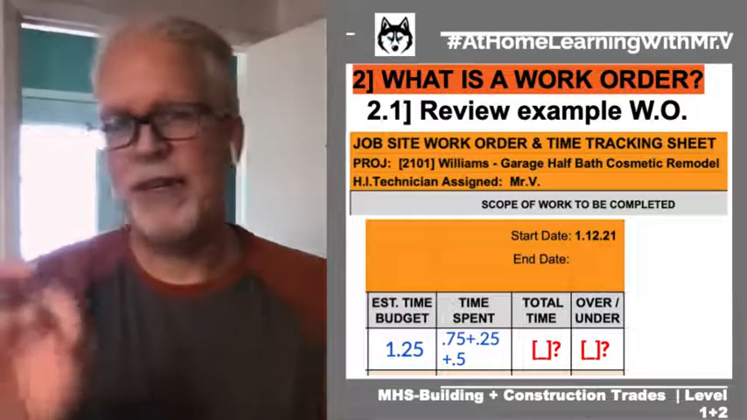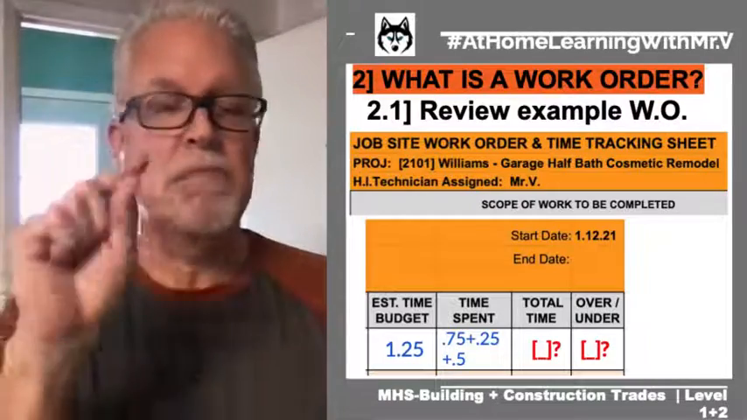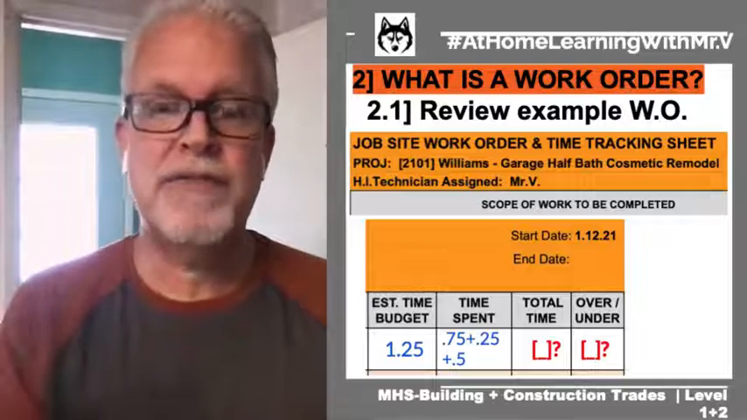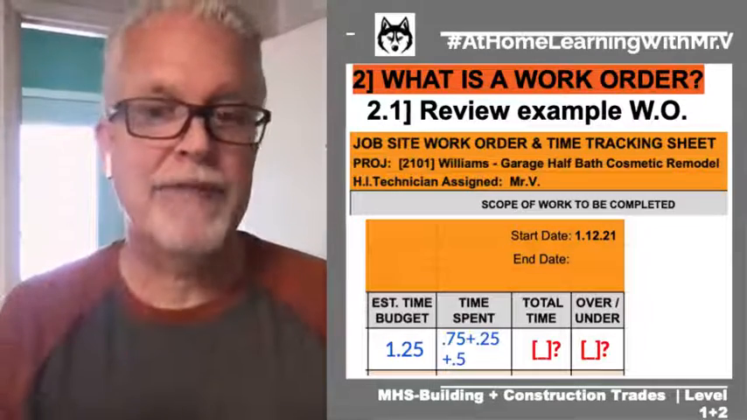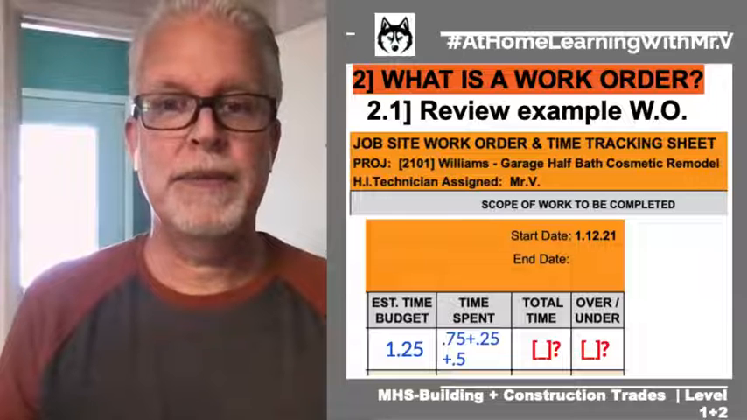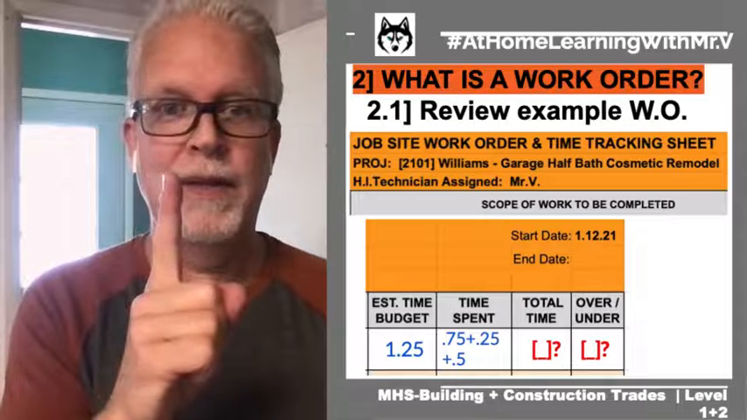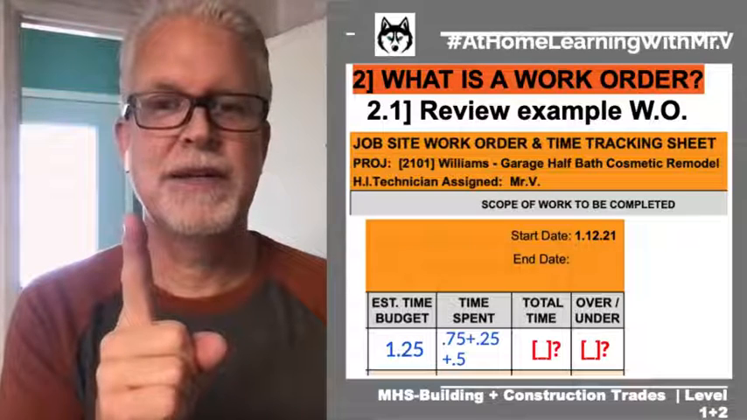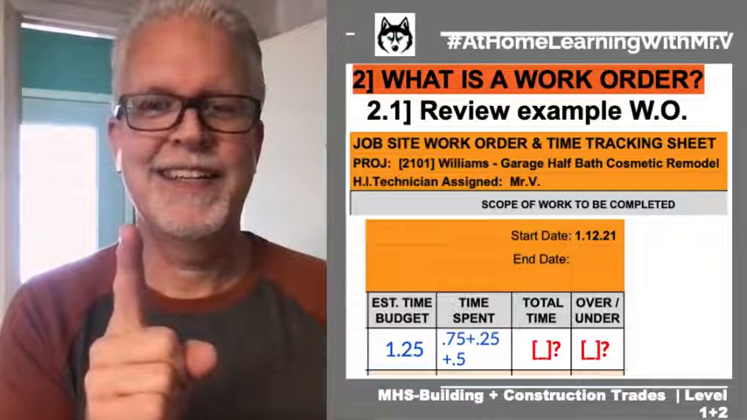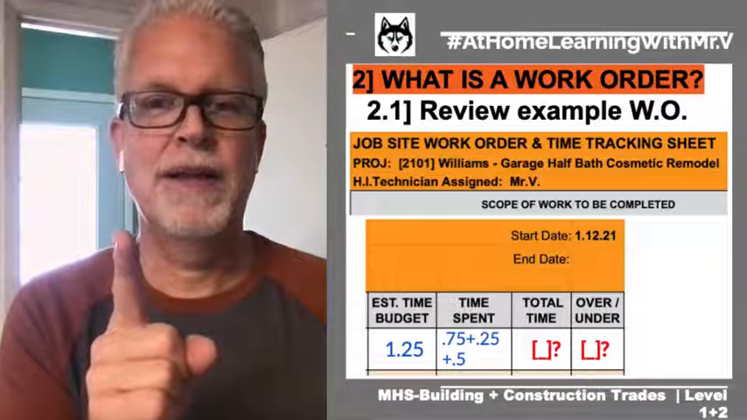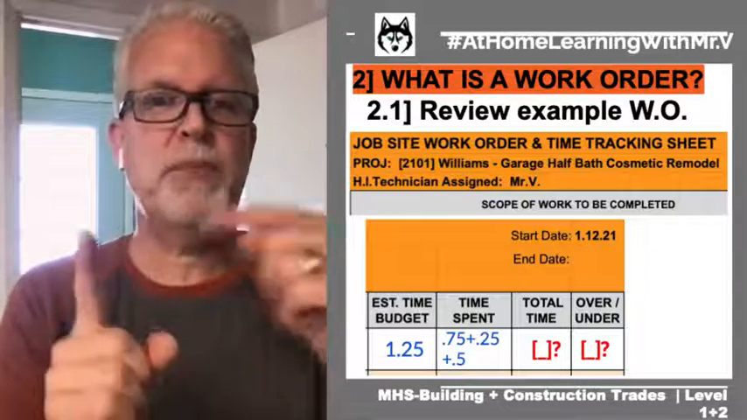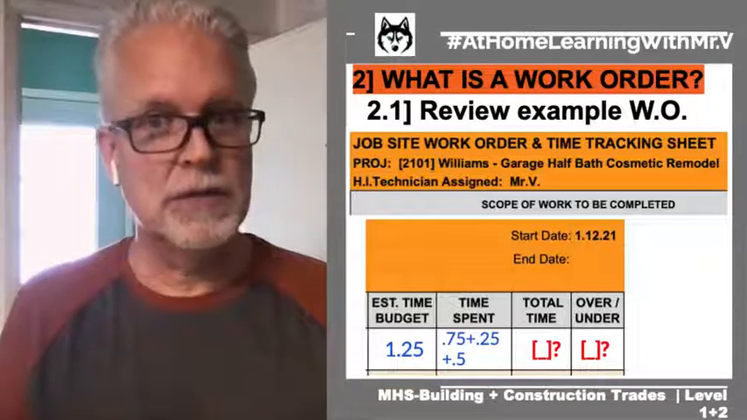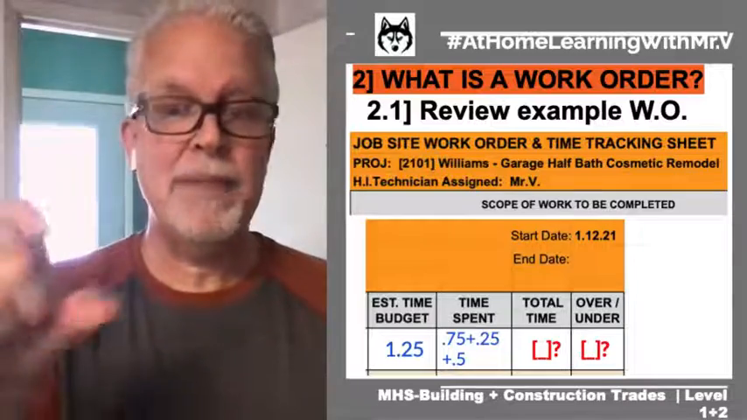Yeah, so I'm glad you said that. Try not to think of it as minutes, just add up the math. If you put it in your calculator, 0.75 plus 0.25 equals what? 1, right? Is that making sense? Do you see that, Raul? Okay, cool. So 1 plus 0.5 equals 1.5 hours. So that's what would go in the total time column.